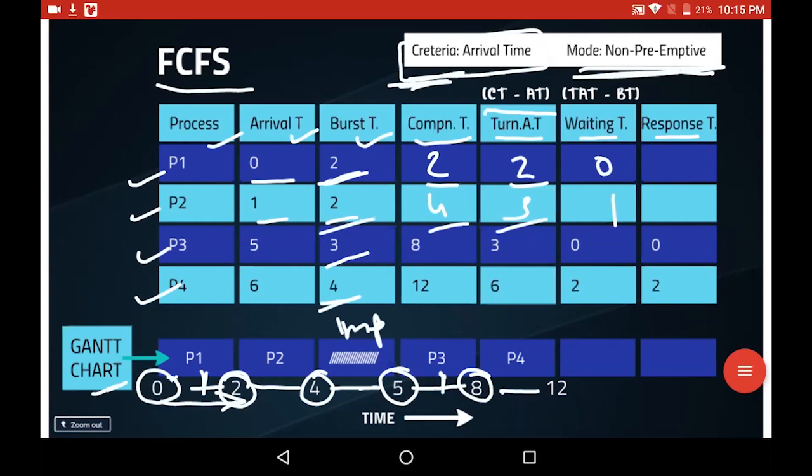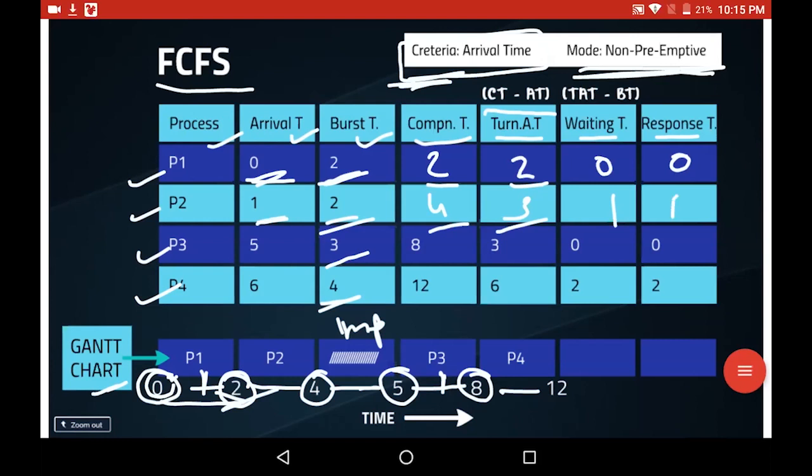The response time will be calculated by subtracting the arrival time from when the process first met the CPU. So P1 first met the CPU at 0, and the arrival time of P1 is 0. 0 minus 0 is 0. Similarly for P2, 2 minus 1 is 1, and the rest is 0.